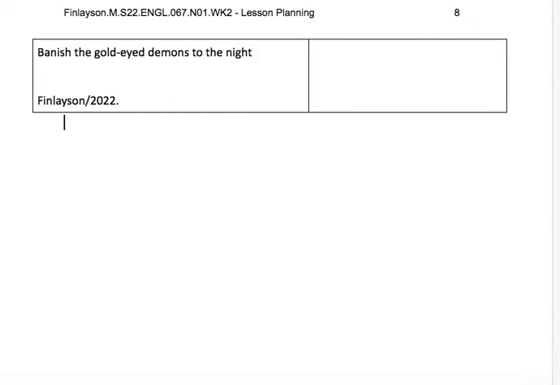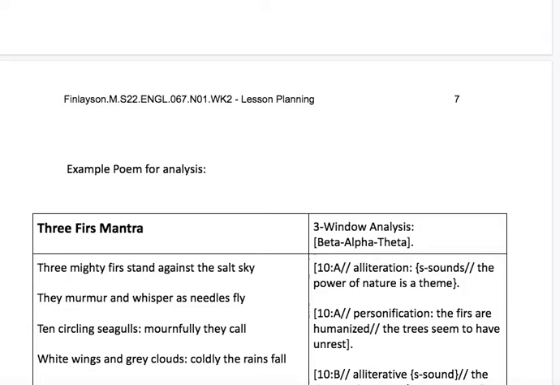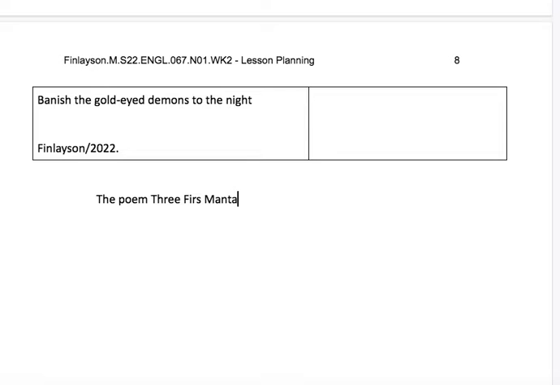About it. And so as we know with any sort of paragraph, we want to start with a clear topic sentence. The poem Three Furs Mantra is describing the remaining old guard of a destroyed forest.